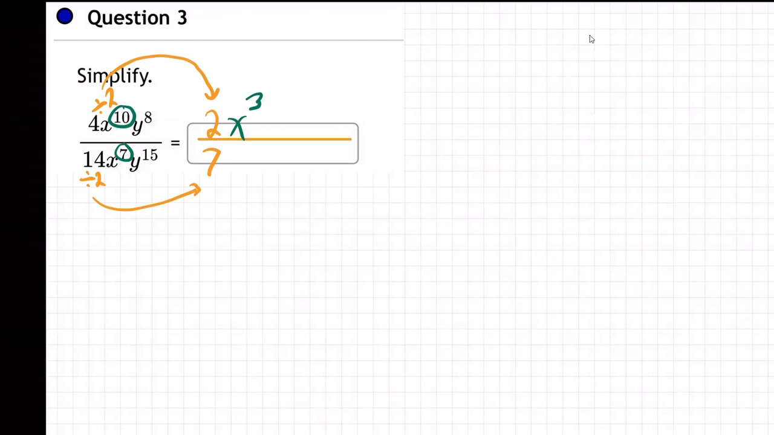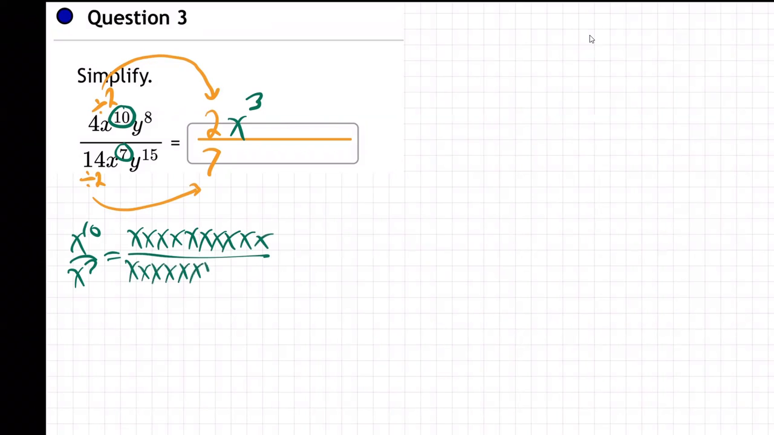Because really what that means is there's 10 x's on the top for x to the 10th over x to the 7th. What it really means is 10 x's on the top and 7 on the bottom, and cancel, cancel, cancel, cancel, cancel, cancel, cancel. 3 are left on the top.